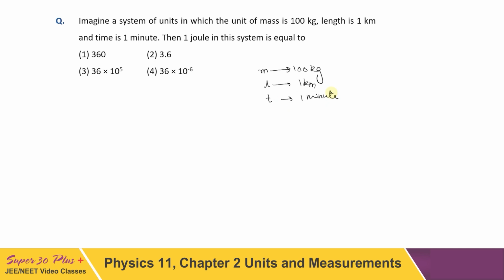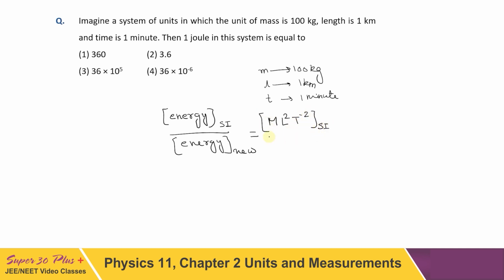Okay. So let us write, as we know, joule is unit of energy. So let us write energy in SI and then energy in this new system of unit. This would be dimensional formula you all know. This is mL2 T minus 2. Again to be written in SI and then in new system. Now unit of mass in SI is 1 kg. Then for length it is 1 meter and square of this. For time this is 1 second, and power is minus 2.